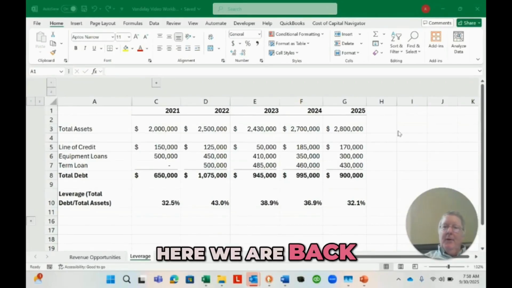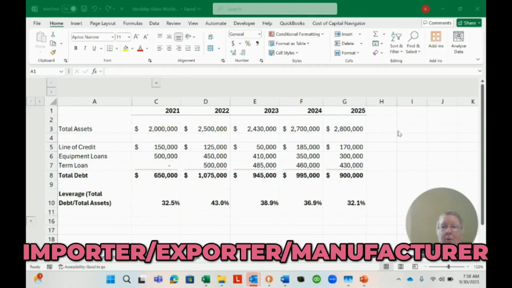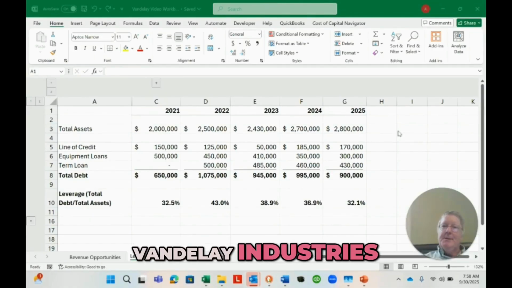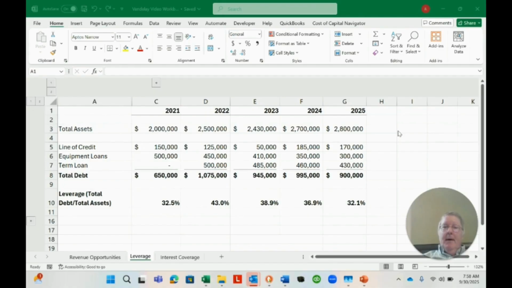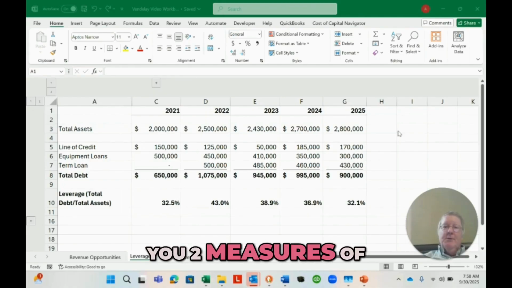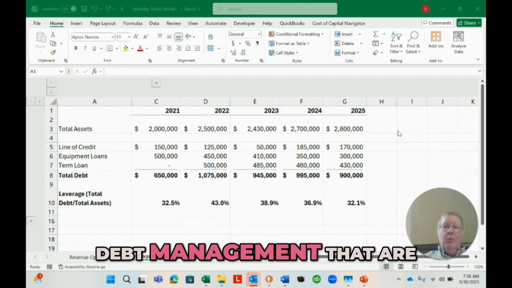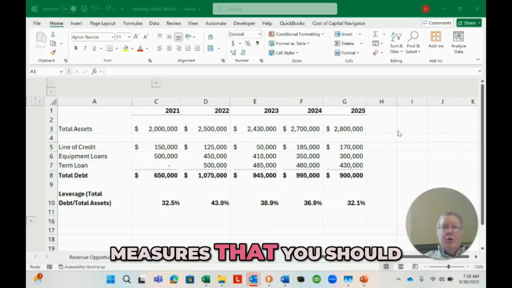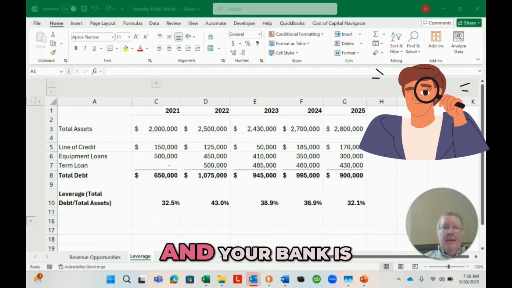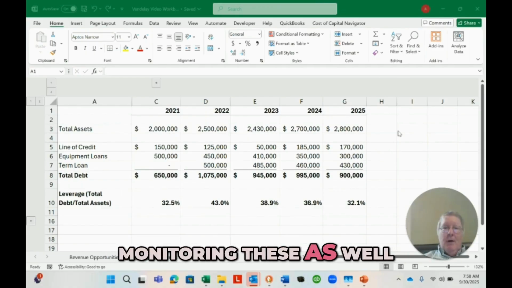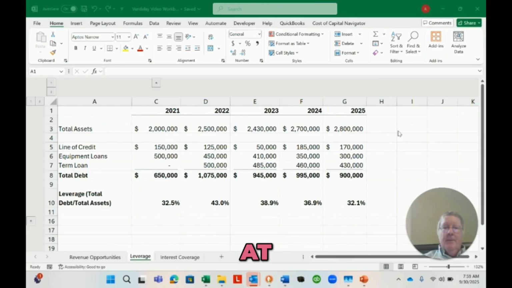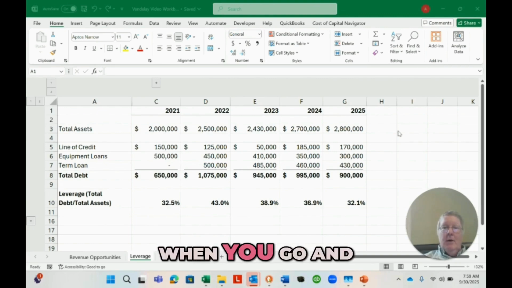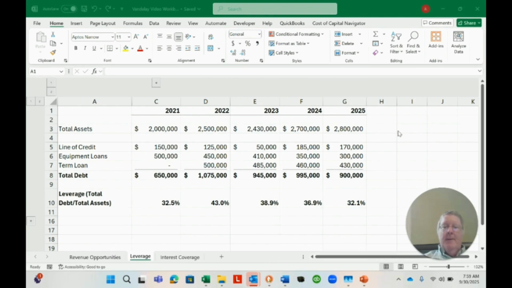Let's go. All right, well, here we are back with our favorite importer, exporter, manufacturer, Vandelay Industries. And I'm going to show you two measures of debt management that are really important. These are both measures that you should keep an eye on, and your bank is monitoring these as well. And they're certainly going to take a look at these measures when you go and perhaps apply for a loan.